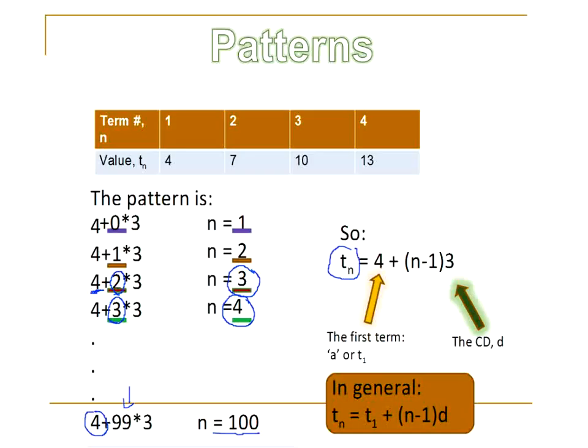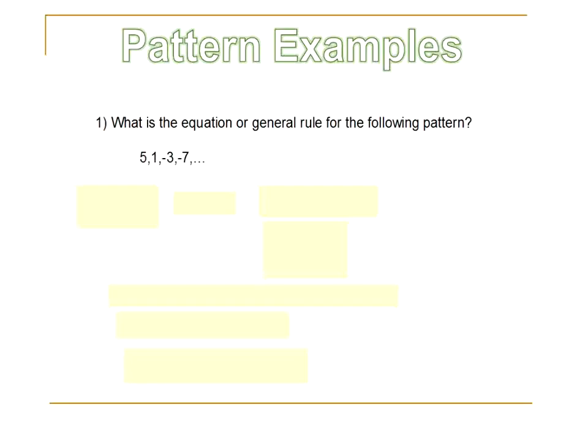Now this isn't exactly how I'd leave the pattern. I would actually ask you to multiply this out, but we'll talk about that in a second. So let's take a look at finding the general rule or equation for the following pattern. So the first thing I have to recognize is that there is indeed a common difference. And the common difference here is negative 4. Remember what that is: 1 minus 5, negative 3, subtract 1, and negative 7, subtract negative 3. Then I recognize that the first term is the 5, and so I can plug this into my equation.